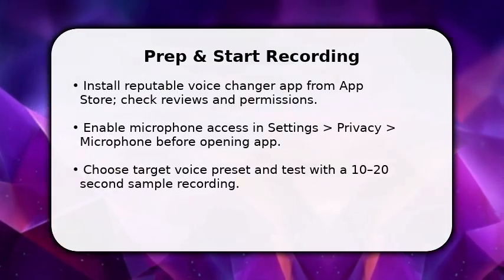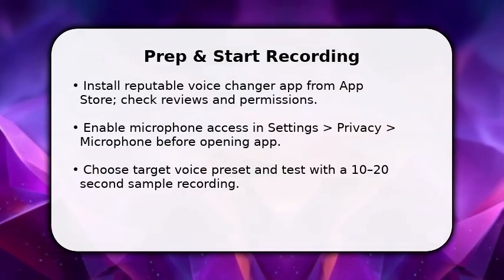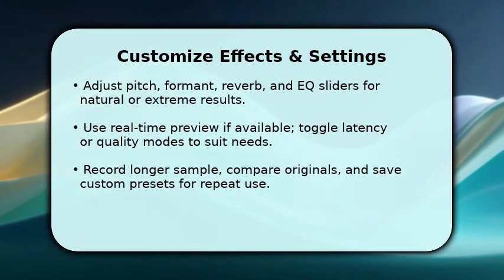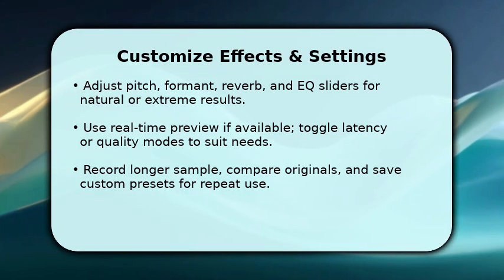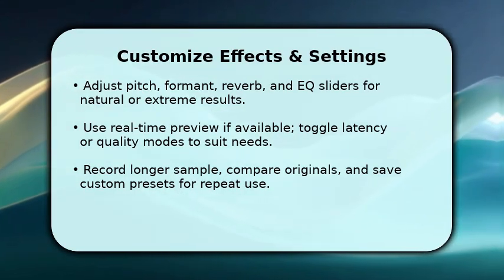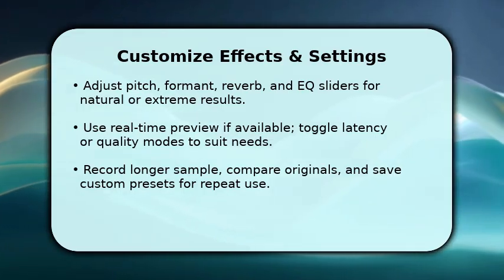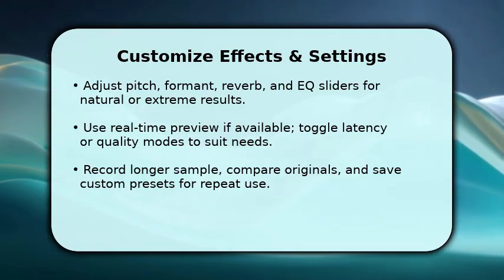If levels are too low, move closer to the mic or adjust input gain in-app, so your real recordings start from a solid baseline. Next, you'll fine-tune the effect parameters. Adjust pitch, formant, reverb, and EQ so the altered voice sounds intentional rather than broken. Use the real-time preview if present to hear changes immediately. This saves time and helps you catch odd artifacts.